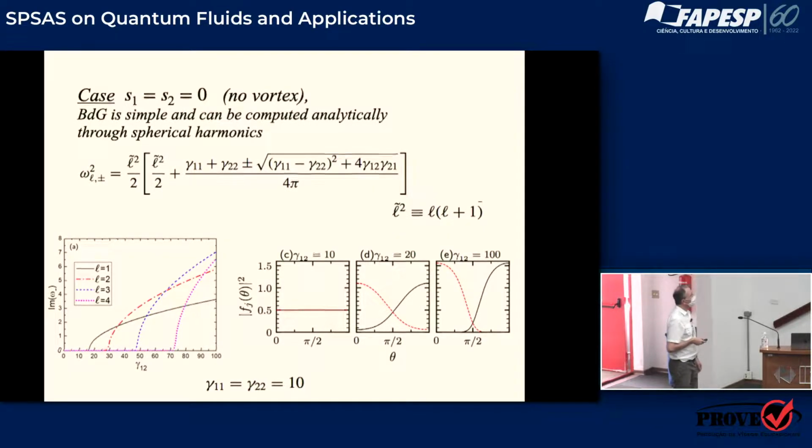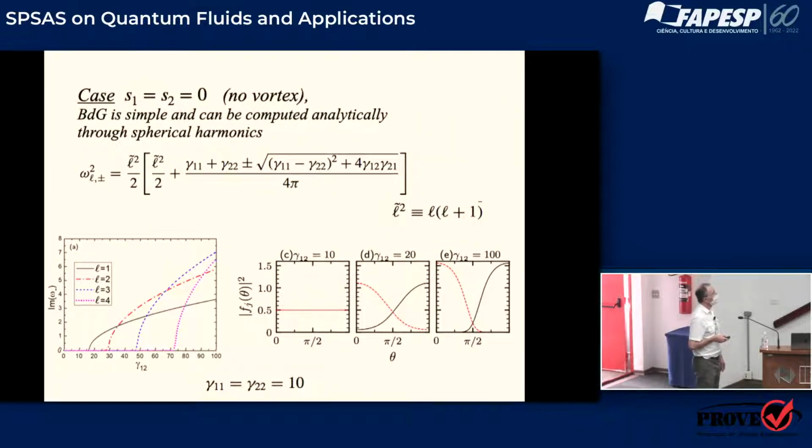And here we show the spherical harmonic modes for different L's. So you see that for gamma 1,2, it will be unstable. Here is the imaginary part, the frequency. When you have an imaginary part, it's unstable. So from about 16 going to the right, it's unstable. And what you have here is stable.